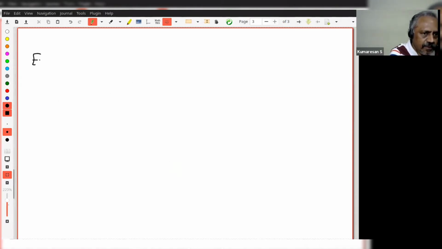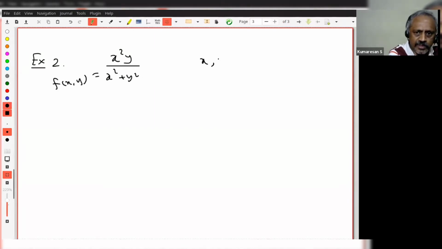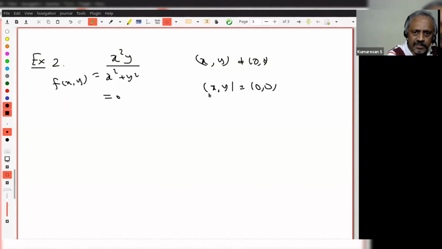Okay, so this is example number 2 now. f(x, y) equals x squared y by x squared plus y squared, where (x, y) is not equal to (0, 0), and equal to 0 if (x, y) equals (0, 0). But as I said, to find the limit, I don't use the value of f at (0, 0). So what I want to do is the limit as (x, y) goes to (0, 0) of f(x, y).